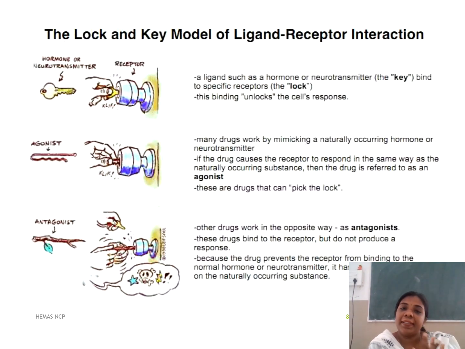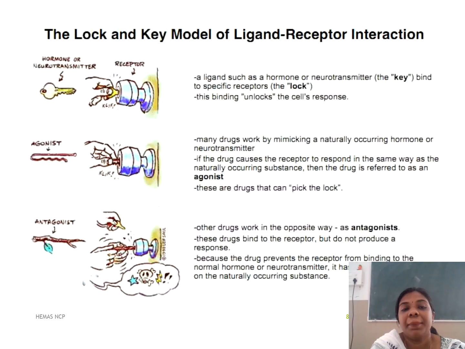So what are the characteristics of this lock and key model? It has high specificity and selective binding, explains many drug actions, and is used in pharmacology. Now the main limitation of the lock and key model: it is very useful, but it is oversimplified because receptors are flexible, not rigid. The shape may change after binding, and some drugs partially activate the receptor. So it is better explained by the induced fit model.